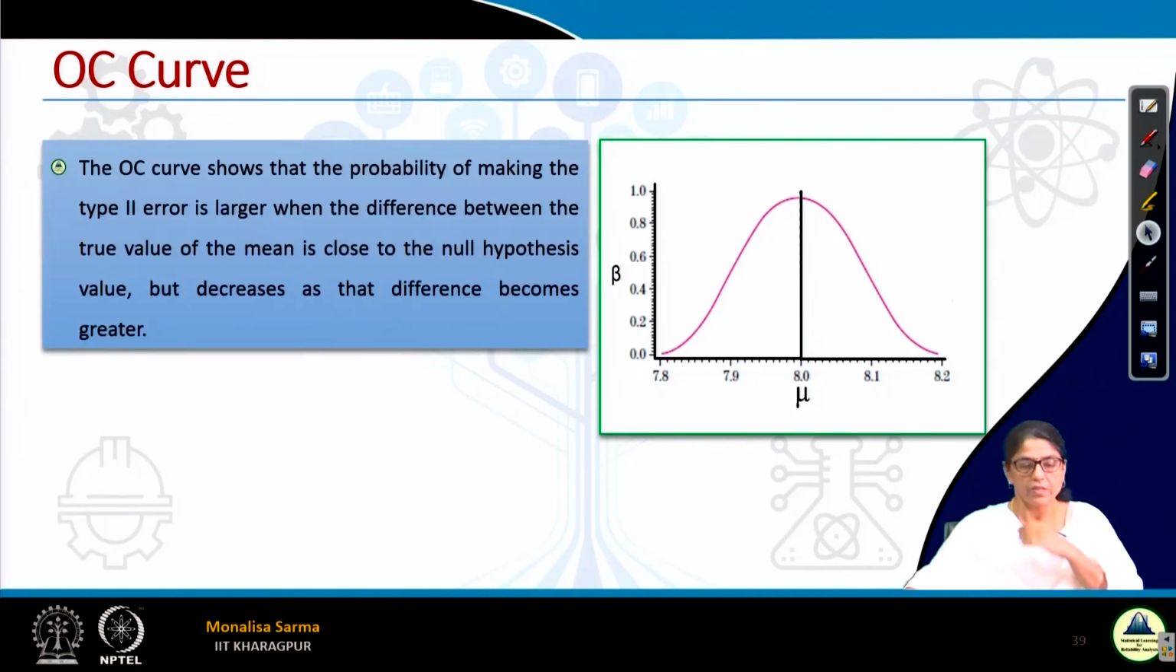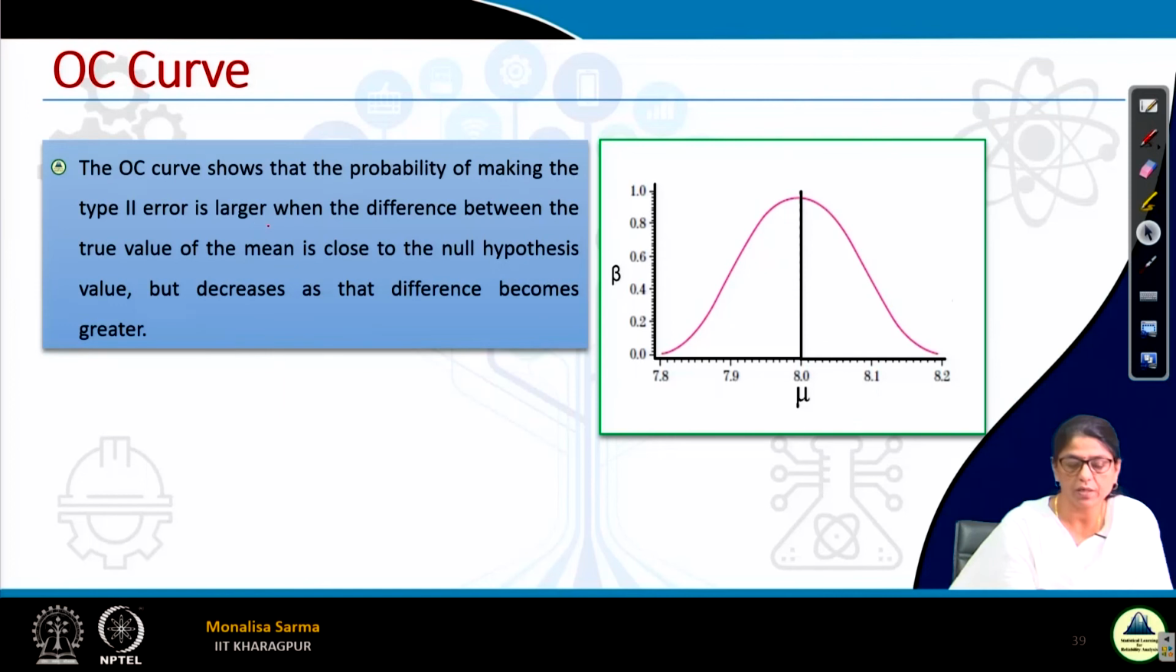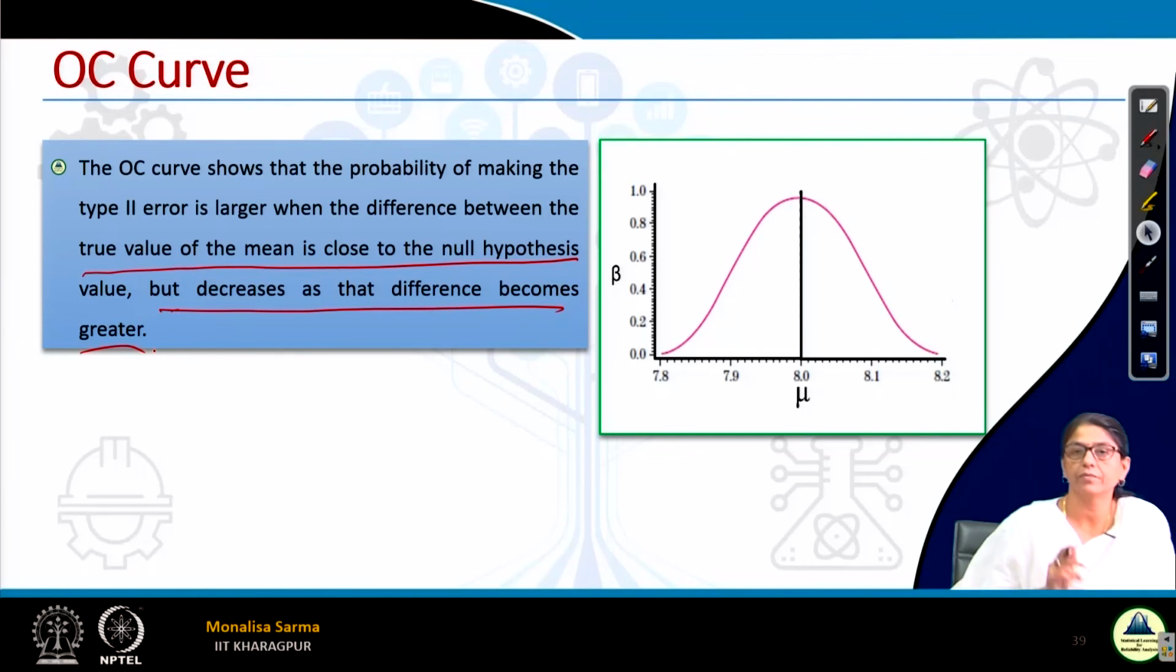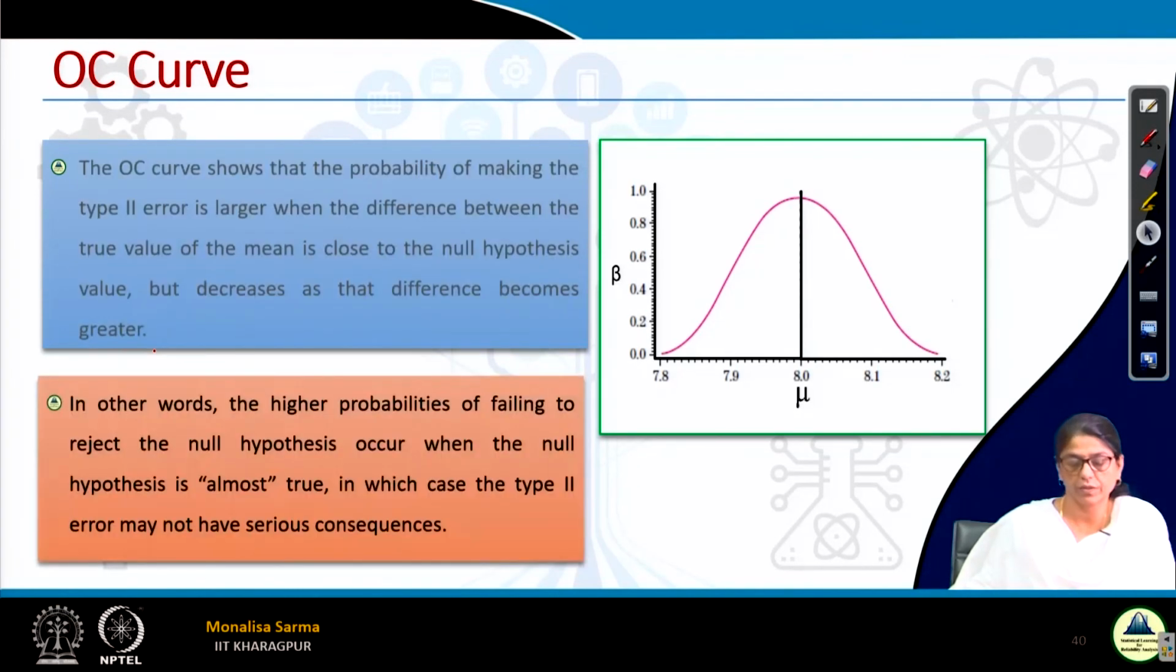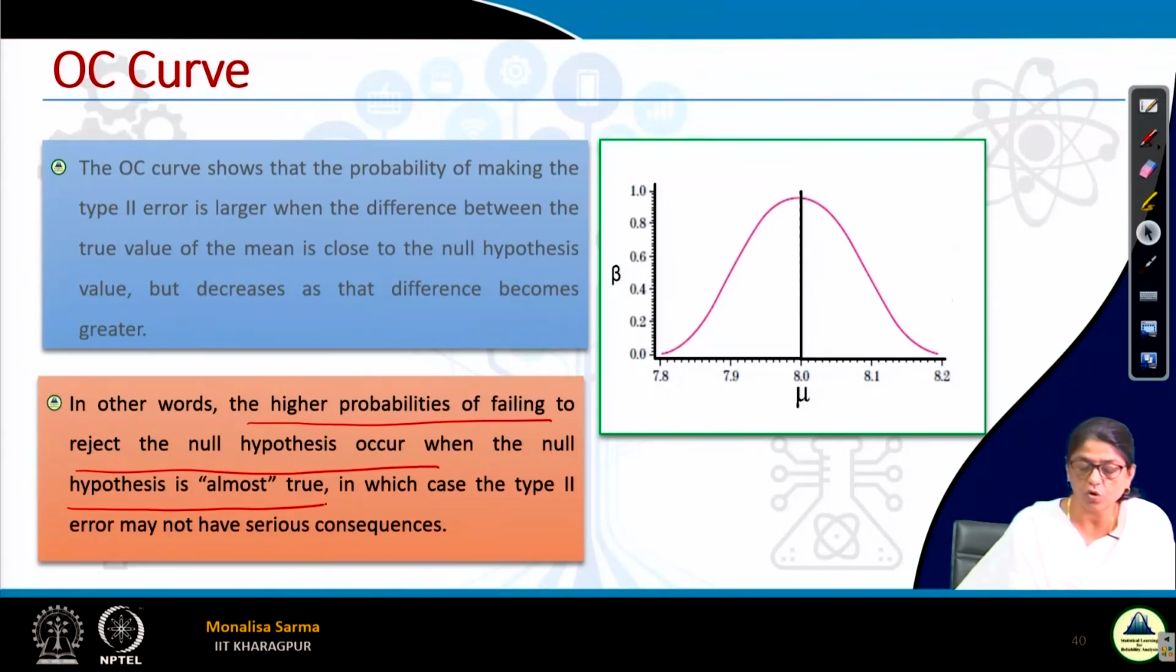So the OC curve shows that the probability of making the type 2 error is larger when the true value of the mean is close to the null hypothesis value, but decreases as the difference becomes greater. In other words, the higher probabilities of failing to reject the null hypothesis occur when the null hypothesis is almost true, in which case the type 2 error may not have serious consequences.